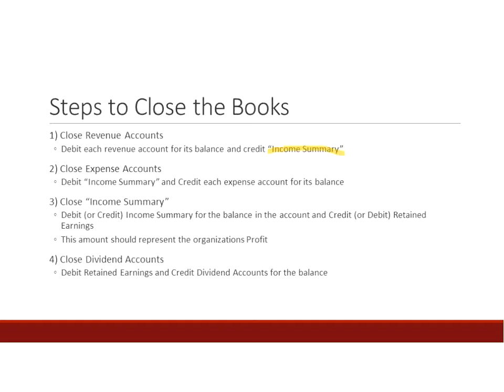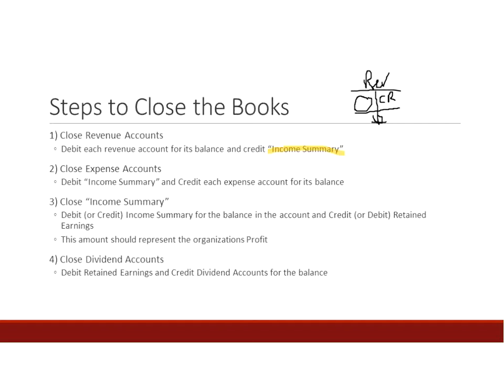So first thing we need to think about is if we're going to close our revenue account, and if we think about what our revenue account looks like, revenue accounts typically have a credit balance. And so if we have a credit balance, we're going to need to provide a debit entry of the equivalent amount in order to bring this account to zero.